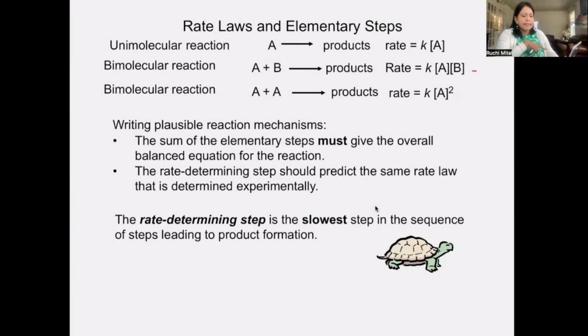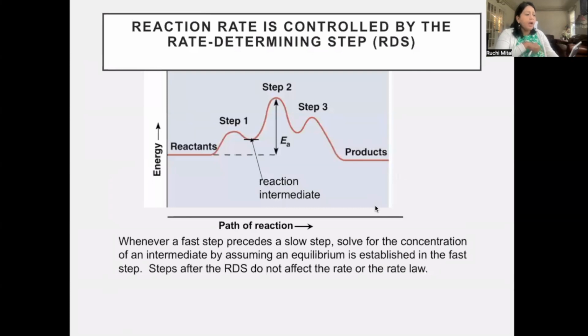And the rate determining step is the slowest step in the sequence. So this is what we have talked about so far. Now, the reaction rate is controlled by the rate determining step. Now, what is that rate determining step, the slowest step? It is going to be based on the activation energy that you're looking at. Whenever a fast step precedes a slow step, solve the concentration of the intermediate by assuming the equilibrium is established in the fast step.